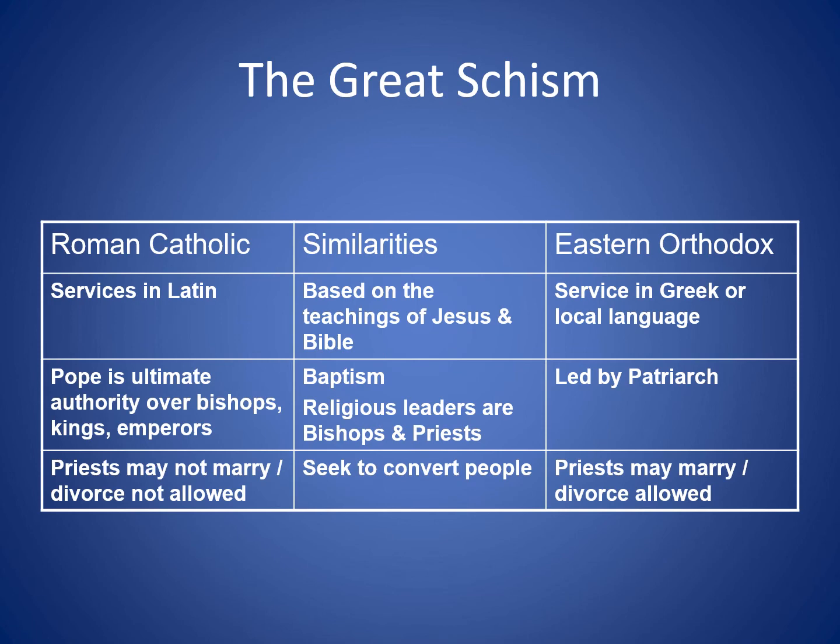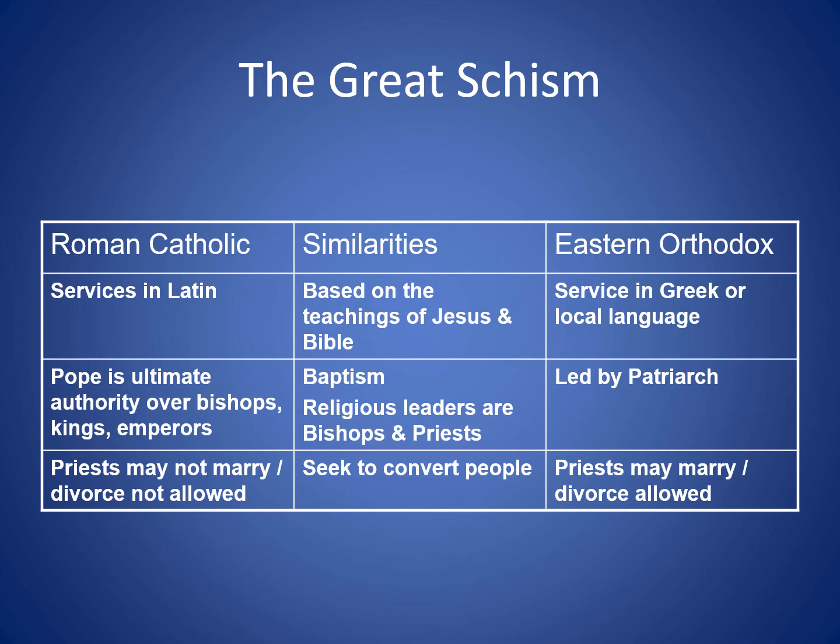So we've got a chart, almost like a Venn diagram, to show us the similarities and differences between these two churches of Christianity. They're similar in that they're both based on the teachings of Jesus and the Bible. Both believe in baptism, and the religious leaders are bishops and priests. And both churches seek to convert people to Christianity. But they do have differences.